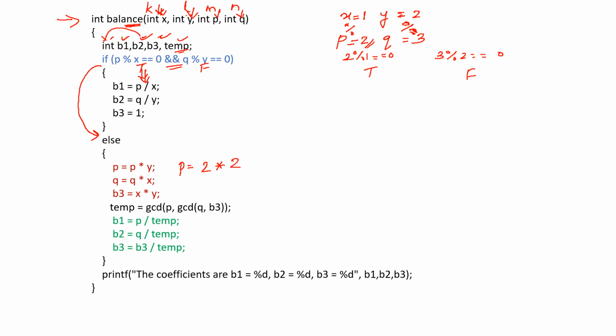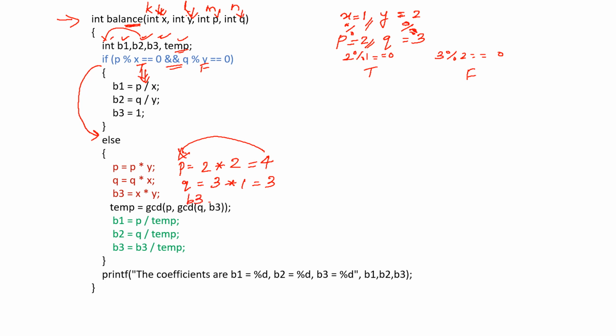Y is equal to 2. So the current value for P will be equal to 4. 4 will be assigned to P. Okay. Similarly, Q is equal to Q into X. What is your Q? Q is equal to 3, 3 into what is your X? X is equal to 1. So you will be getting it as 3.